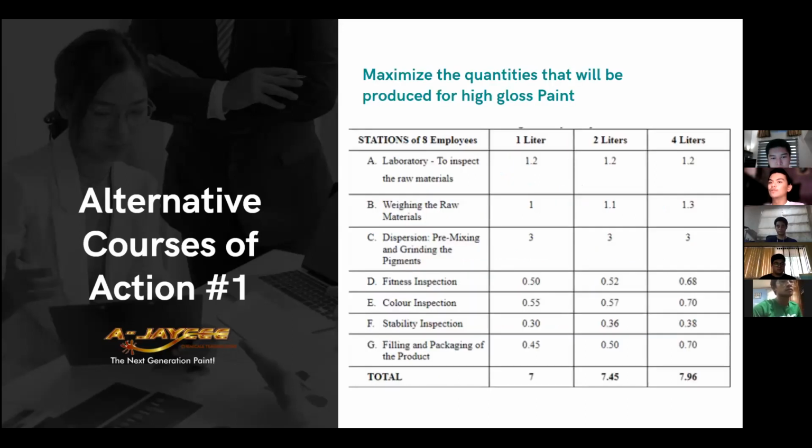The table shows the overview of 8 stations per production and the number of hours it takes per station for glossy paint per day. The group believes that using this linear optimization in maximizing the quantities that can be produced, it can reduce the problems in their production because it would depict how efficient their operations can be and for the employees not to overwork themselves in terms of production. Next slide, please.